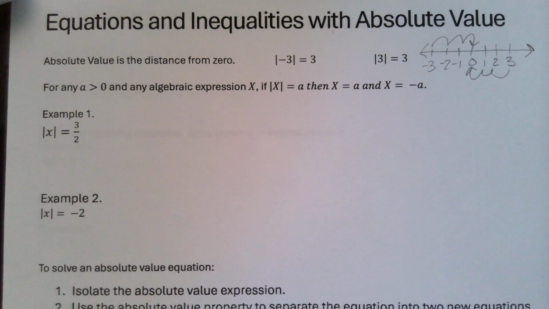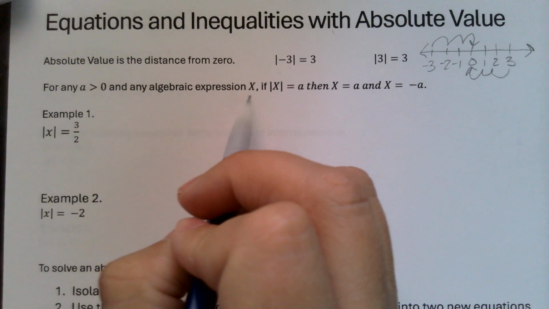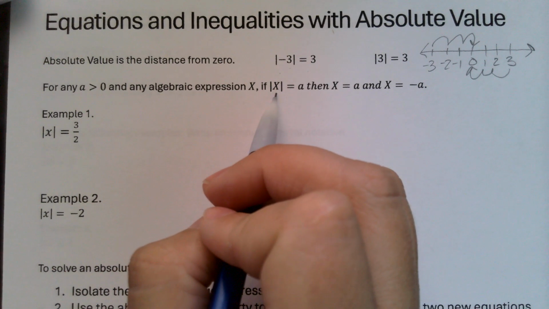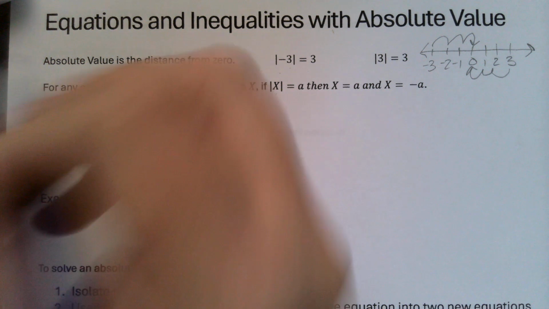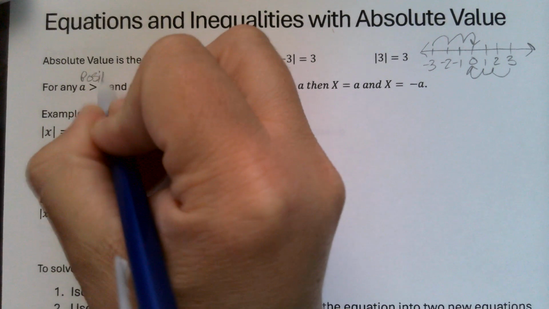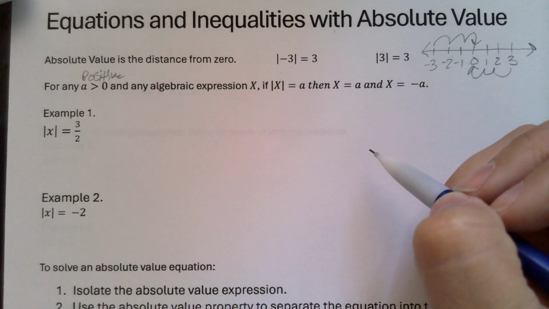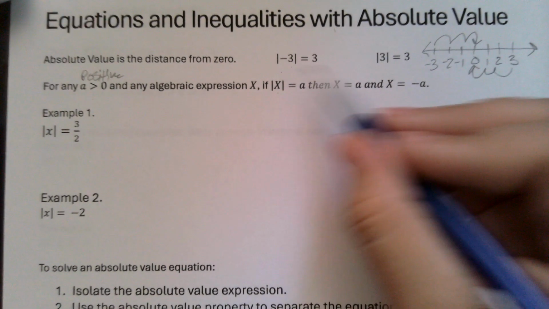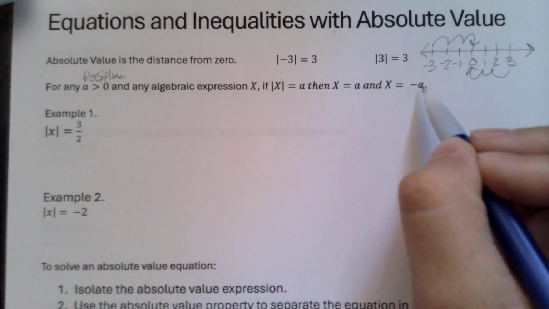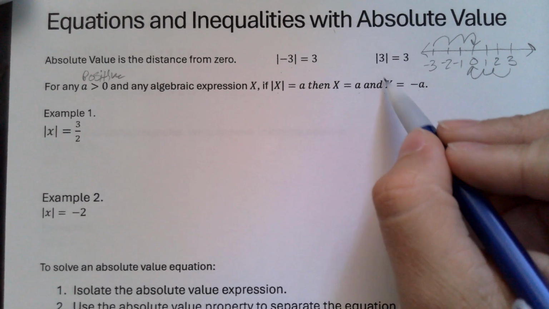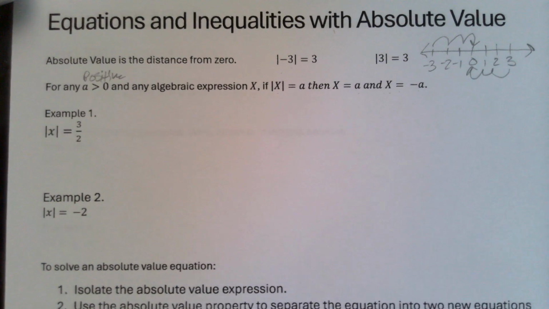We do have some rules. For any a value greater than 0 and any algebraic expression, capital X, if the absolute value of the algebraic expression equals a positive a, because greater than 0 is positive, then you can drop your absolute value bars and make two equations. You'll take your algebraic expression and set it equal to positive a, and take your algebraic expression and set it equal to negative a. You're able to set it equal to negative a here because you got rid of the absolute value bars. And this will give you your two solutions for your absolute value.